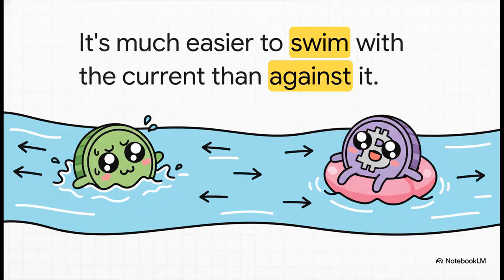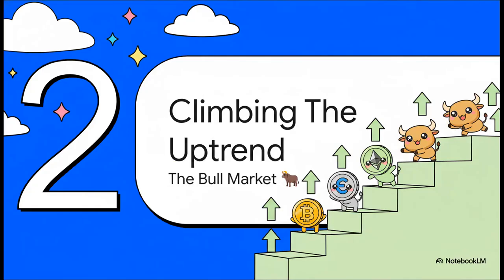This slide just nails it. Imagine you're in a river. You could try to fight it, swimming upstream against this super strong current, right? You'd get exhausted and probably not get very far. Or you could just turn around, float, and let that current carry you effortlessly downstream. Trading is exactly the same. Trying to fight a strong trend is like trying to swim upstream.